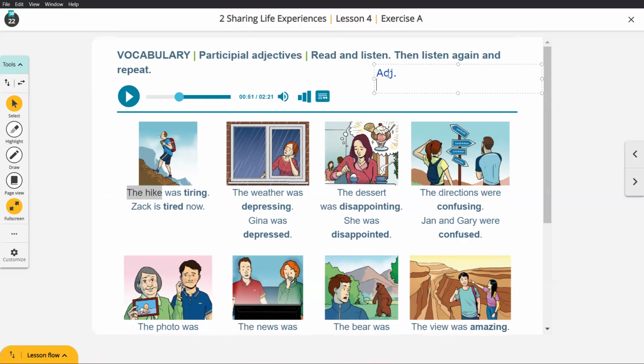So, for adjectives in this case, we have the ones that finish in -ing and the ones that finish with -ed. It doesn't mean that it's in simple past. It doesn't mean that it's in present continuous. Not at all. Adjectives with -ing: something. With -ed: someone. Okay? Now listen and repeat, and you will practice the pronunciation.